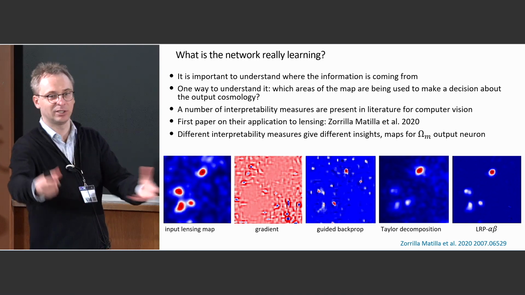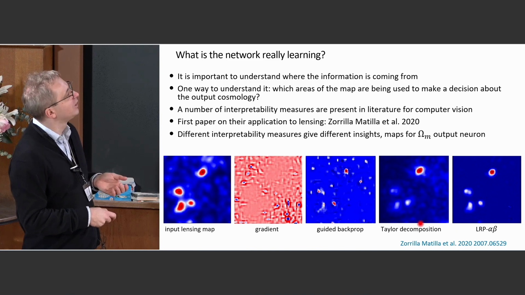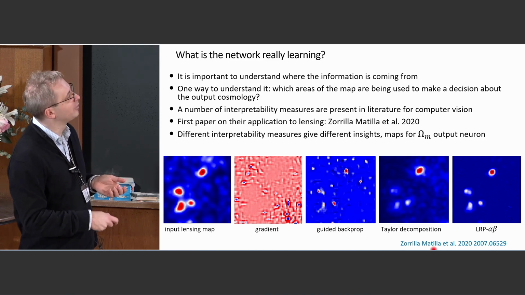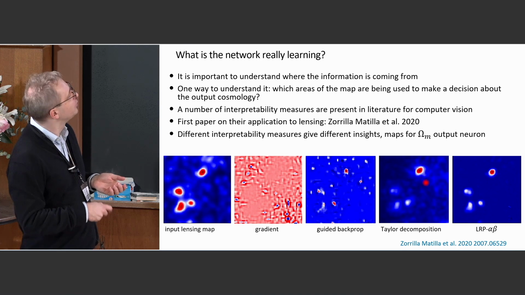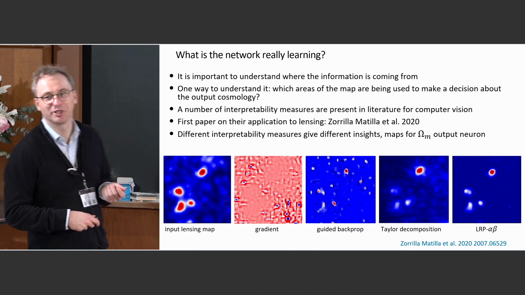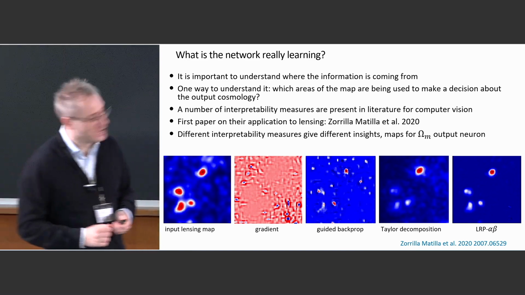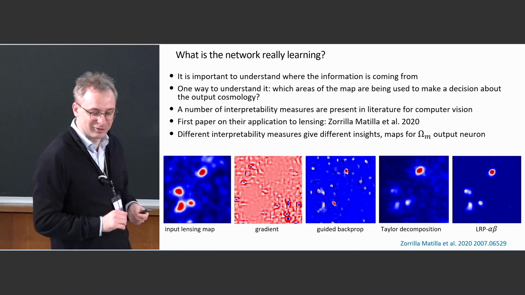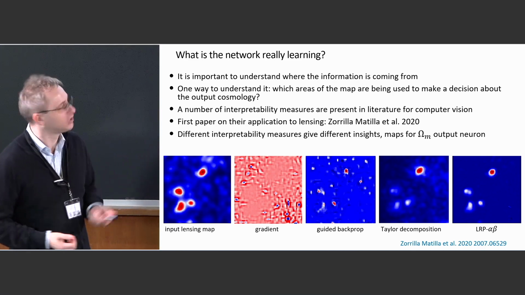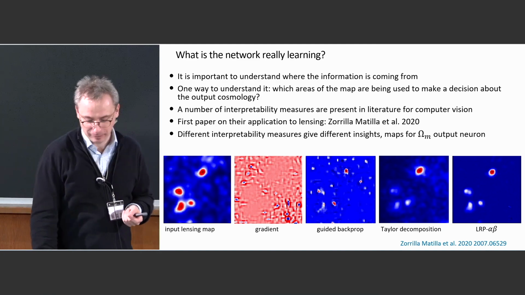So again, which pixel informs the decision, right? If we have some input lensing map, we can have all these interpretability measures. Most of them seem to be putting some information on these blobs here, but some of them are giving something weird. So the question is, how do we interpret the interpretability maps? I don't know myself, but it's very interesting and also quite reassuring that the information is not just taken from one pixel somewhere in the corner of the map.